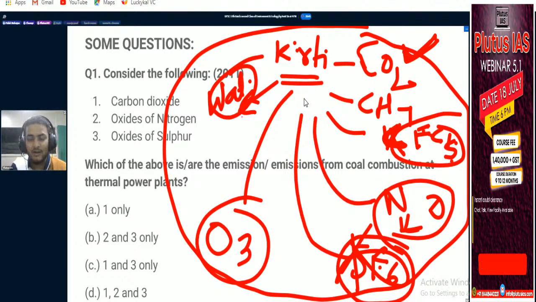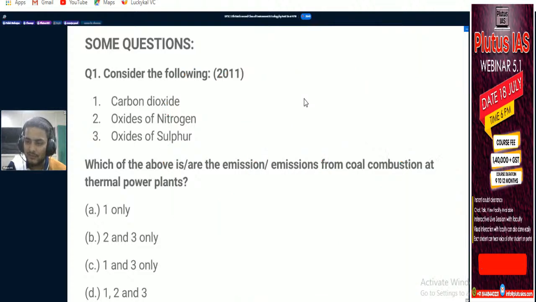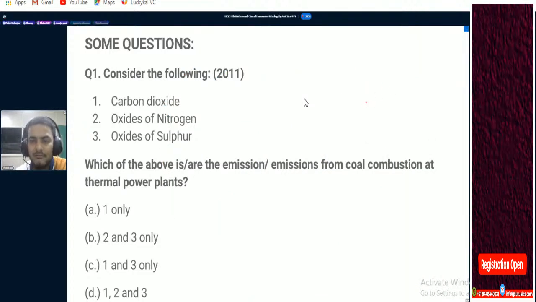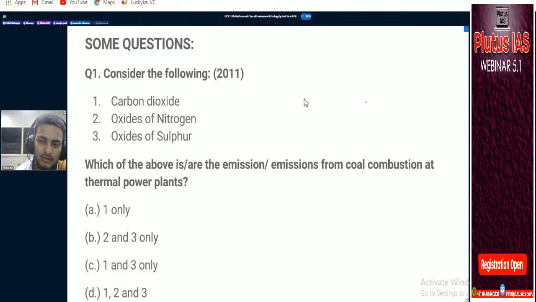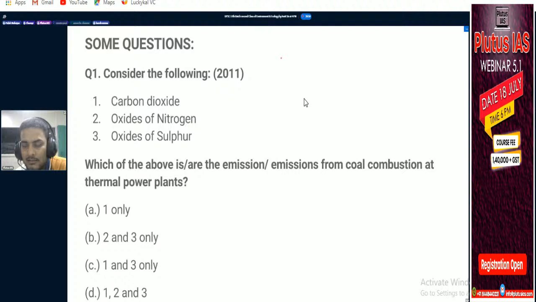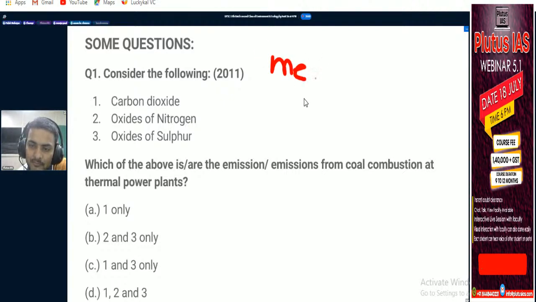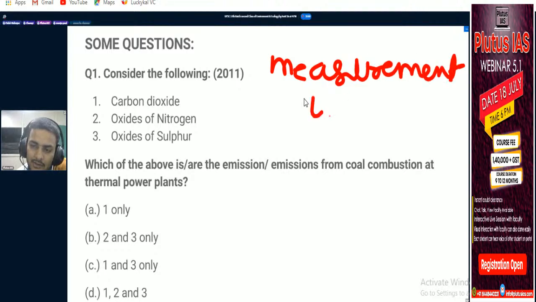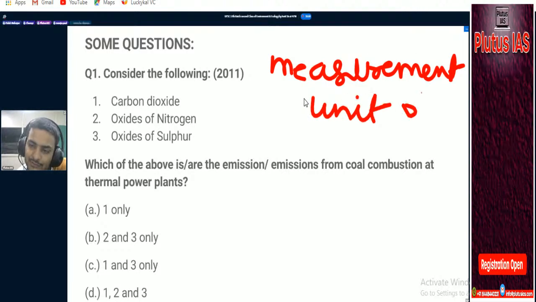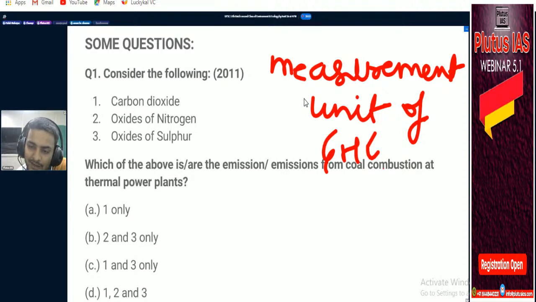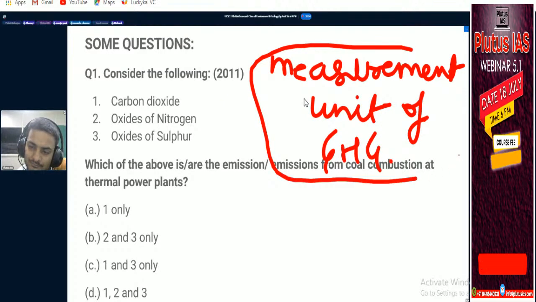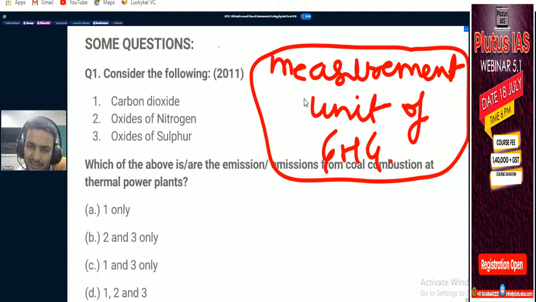So, on the measurement unit, let me tell you about the measurement unit. You don't have to write this. When we come to GHGs or greenhouse gases, we'll make you write. Then what were we talking about? We were talking about the measurement unit of GHGs. This you have to write as a fact inside your copy. And please also write the names of the 6 GHGs.